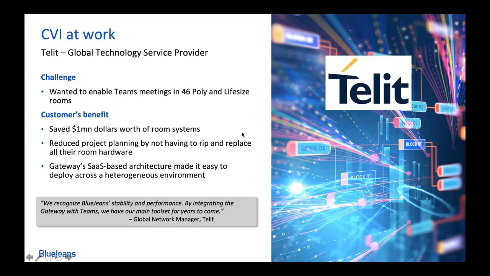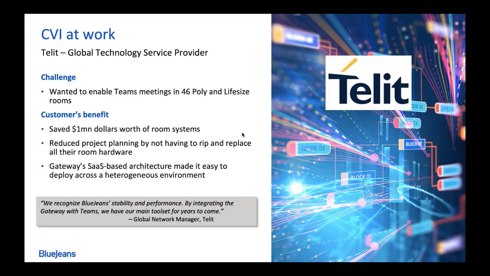So that was a huge oil company. Telit is another organization that we're very, very proud to work with, and there are many. They're a global technology service provider. They want to enable Teams rooms, on slightly less, nothing quite at the size of the oil company that we just talked about: 46 Poly and Lifesize rooms. And they told us that they saved $1 million.